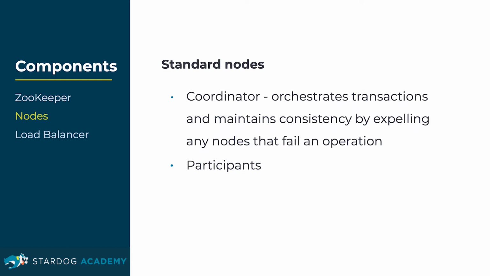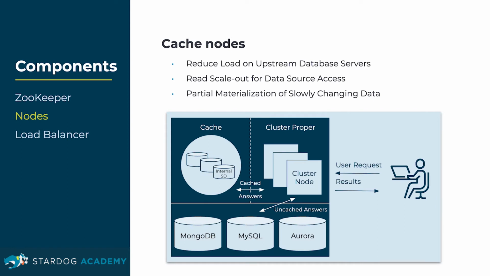There can be several types of Stardog nodes. There are standard nodes, which means a Stardog node will either be a coordinator or a participant. We're going to be talking more about coordinator nodes as we continue. There can also be cache nodes. Cache nodes are used to scale out and reduce the load on upstream data servers. When a cluster receives a user request, it'll first check if it has the answer cached before returning results.